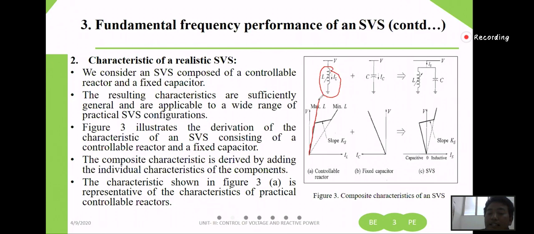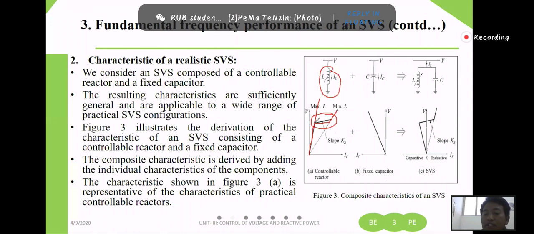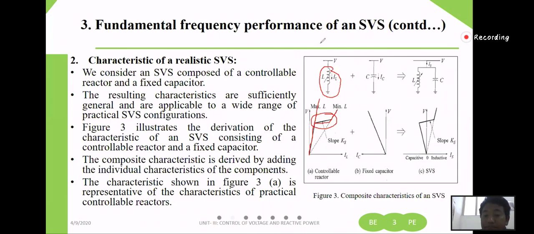But here I have mentioned that the inductive load is controllable. In a realistic SVS system, we use a reactor as a controllable device, and the capacitor as fixed. Controllable means we will not get this ideal one. When you reach here, we can adjust this characteristic, which means we can control it as per our requirement. Then there will be a certain slope. Instantly we will not be able to bring it back to zero, but slowly you can adjust this, and this is the real characteristic of the inductive. So that is the reactor.